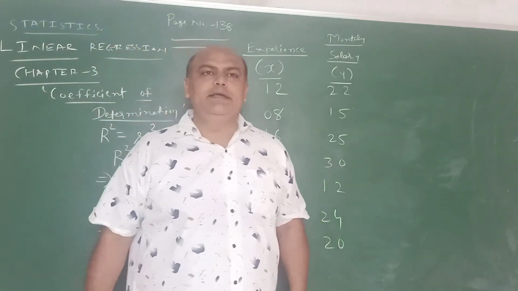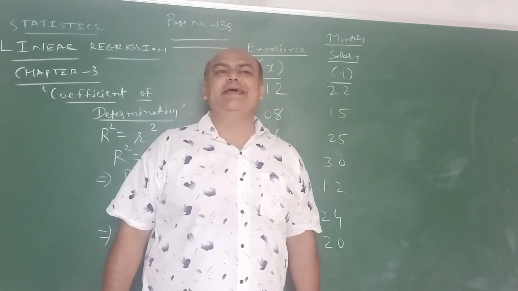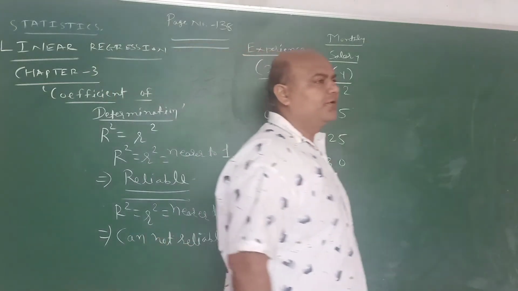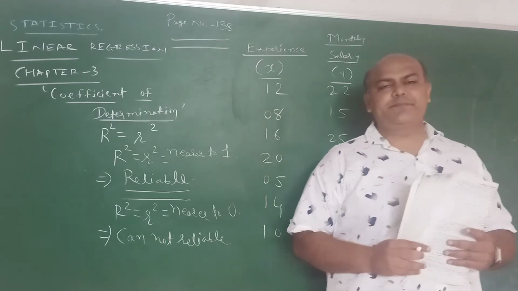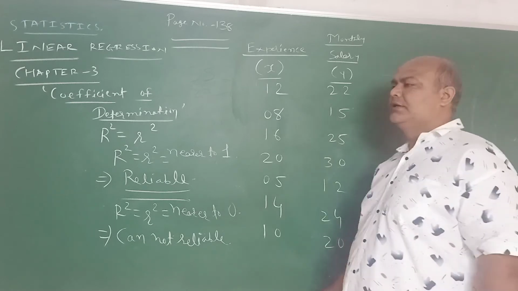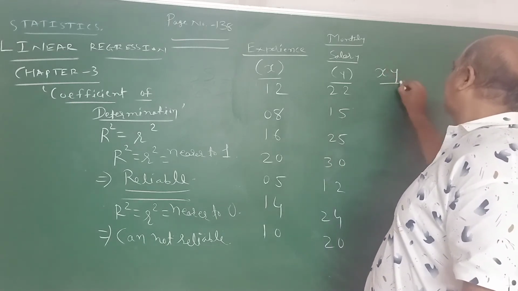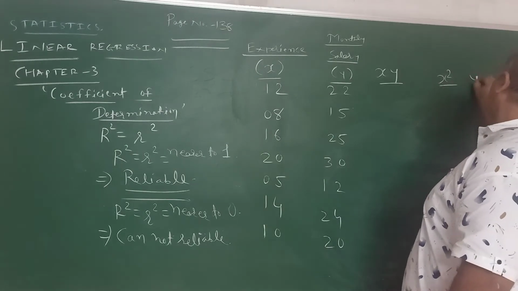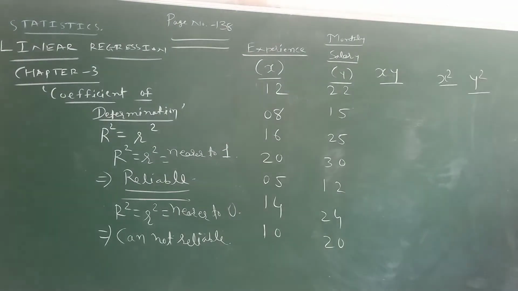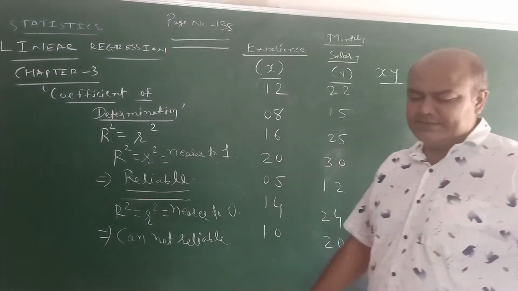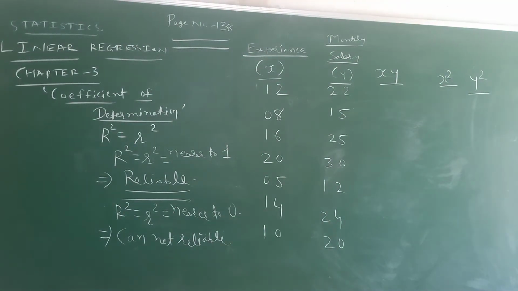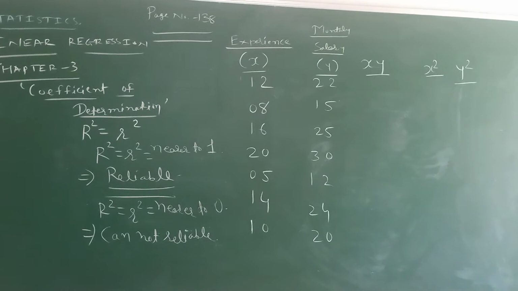So, here in this particular sum, I apply the XY method of correlation coefficient. You all remember it, because we recently studied it in the second chapter on correlation coefficient. For the XY method we have to prepare 3 additional columns: first column is xy, then x square, and another column is y square.